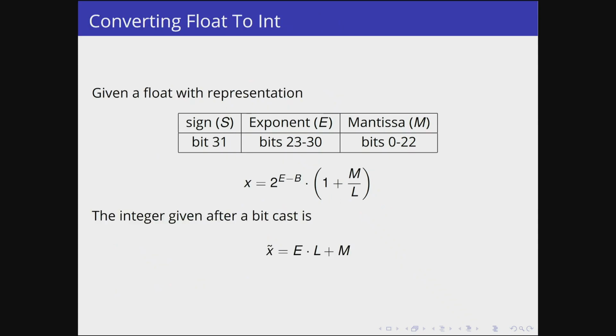Okay, now if we want to convert a float to an int, we basically put the bits back in order. The first 23 bits are the mantissa, then 8 bits for the exponent, and 1 bit for the sign. And if our number is 2 to the e minus b times 1 plus m over l, then we'll denote its integer representation by x tilde, which is e times l plus m. This is the number that you get if you put all the bits together.